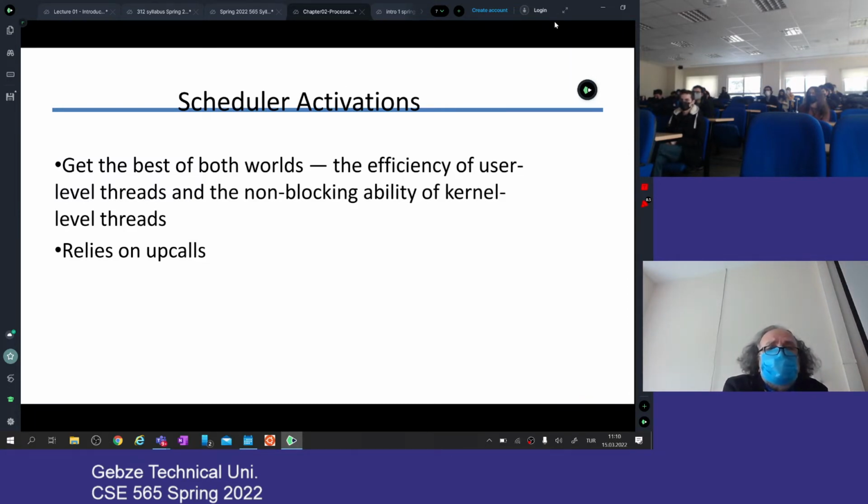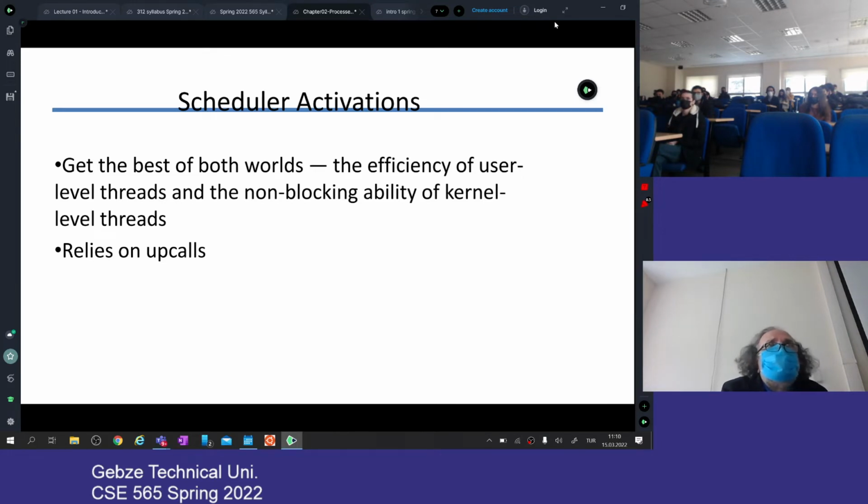So the scheduler activation is this. Some operating systems will tell you this. Okay, I made a system call, for example, read from the disk. And our classical approach of system calls is that if the data is ready, it will give you the data. Otherwise, it will put me in the blocked queue. That's what happens.